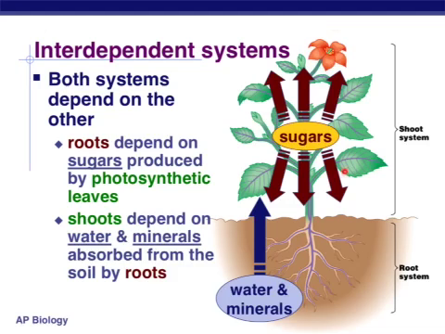Now, a plant can't live without some kind of supply of water and some basic minerals. That's coming directly from the water in the soil. So your shoots, in turn, are going to depend on your root system to provide them with that water and those dissolved minerals that they're going to need. So the two systems depend on each other.